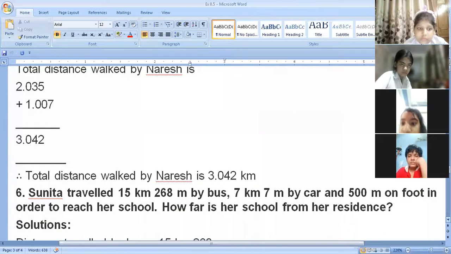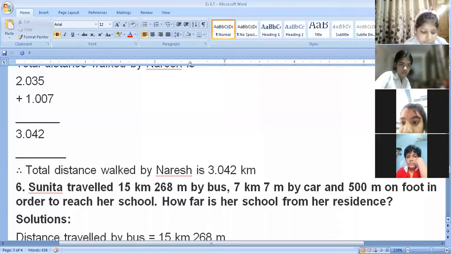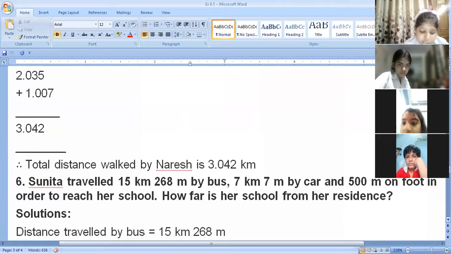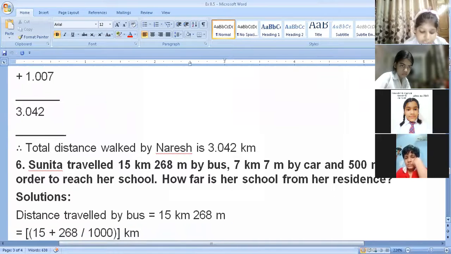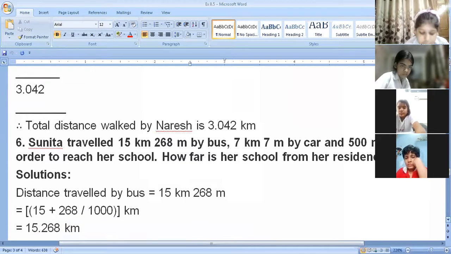Yes, Charvi. Ma'am, we have to convert 15 kilometer 268 meter into kilometer. So we have to add 15 plus 268, which is 15,268 upon 1000. Yes, very good. It is equal to 15.268 kilometers. बेटा, 268 नहीं बोलते हैं, 268 after decimal. Okay, ma'am. 15.268 kilometers.